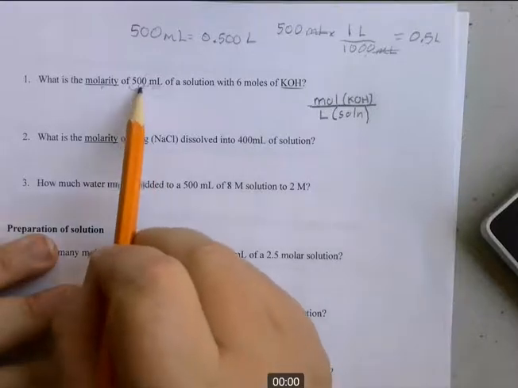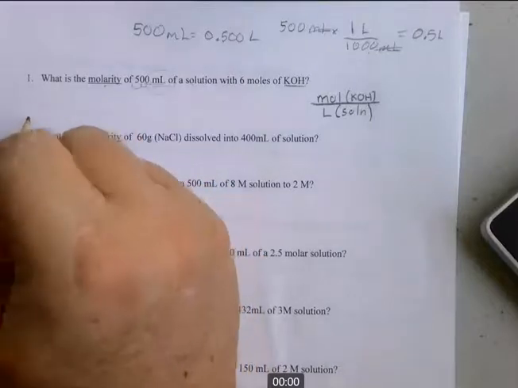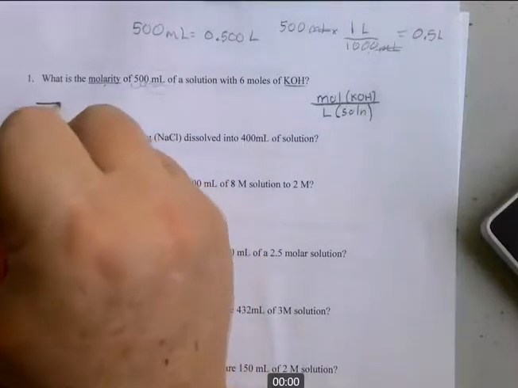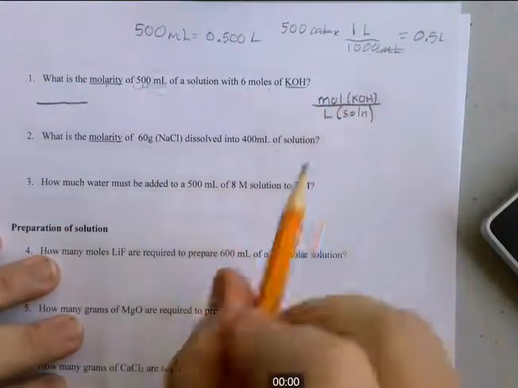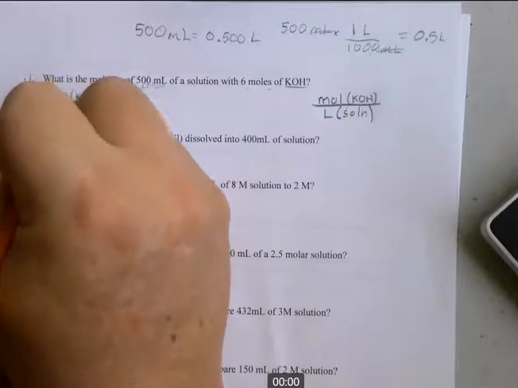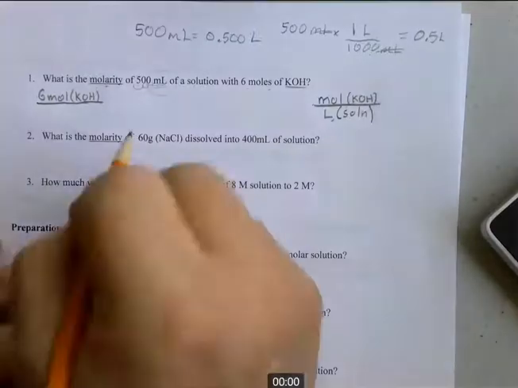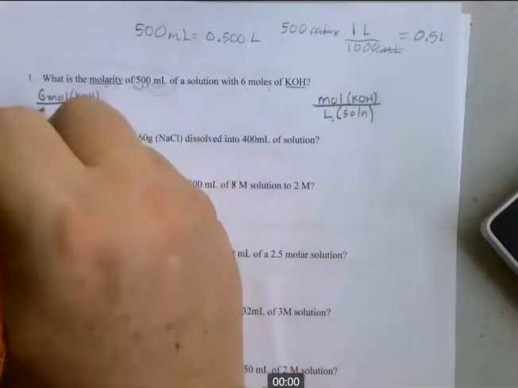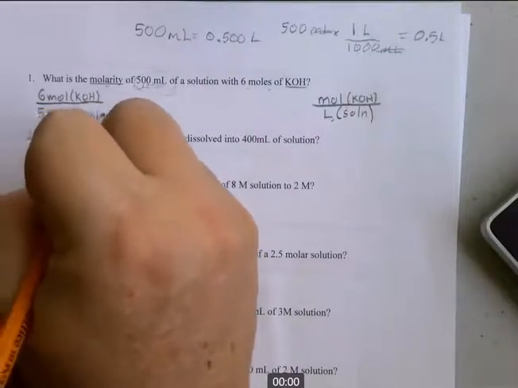So it's telling me there's 500 milliliters of solution. Okay, so what I'm going to do is write a fraction here, and it gives me 6 moles of KOH, and that's what I want on the top. So I'm going to go ahead and write 6 moles of KOH. On the bottom, I want liters of solution. Well, it gave me milliliters, so I'm going to write 500 milliliters of solution. It told me that's what I have.